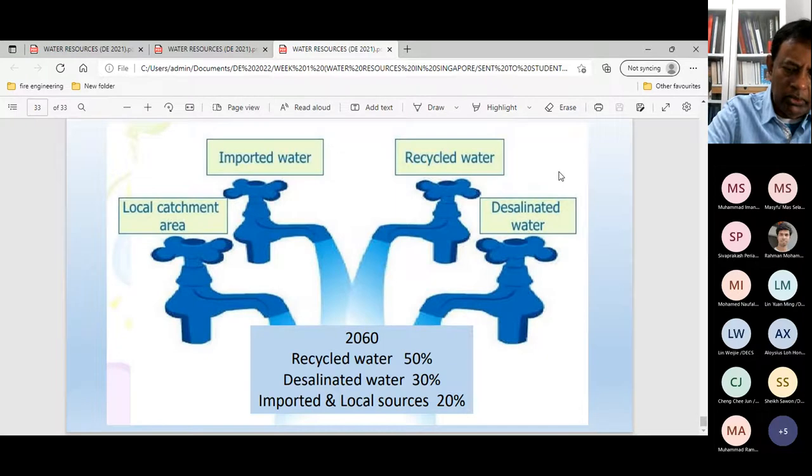to preserve and also to treat the water for two uses: potable use and, at the same time, industrial use. Desalinated water can be used for drinking purposes. Recycled water will be supplied to industrial complexes and will reduce the dependence. In other words, it will reduce the pressure on local water production for drinking water purposes. Desalinated water can augment it, and there will be a stable supply of water from these four taps.